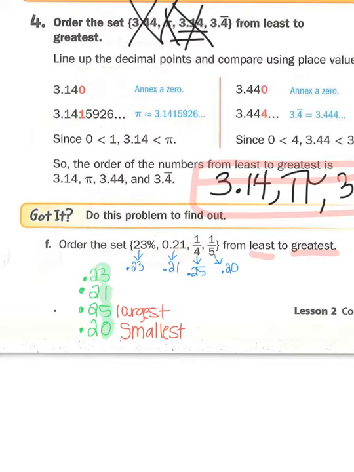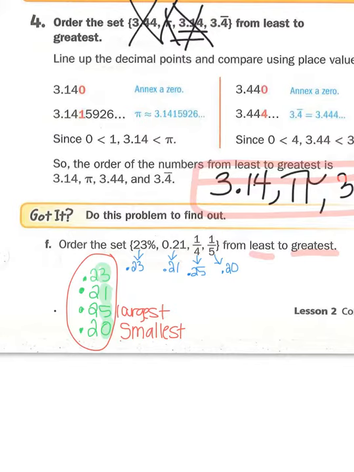Okay, welcome back. I hope that you have completed this problem. The first thing that you needed to do was convert each of the numbers given into decimals. So 23% would be 0.23, 21 hundredths is already written as a decimal, 1/4 is 0.25, and 1/5 is 0.20. Then you need to order them, line up the decimal points, which I did right here. And since they all have a 2 in the tenths place, you're going to need to look at the hundredths place to do the comparison. So the smallest number in the hundredths place would be the 0. The largest number would be the 5. And then the 1 and the 3 would come next.